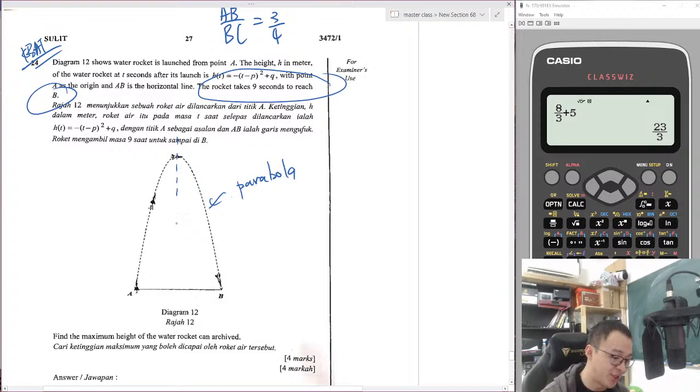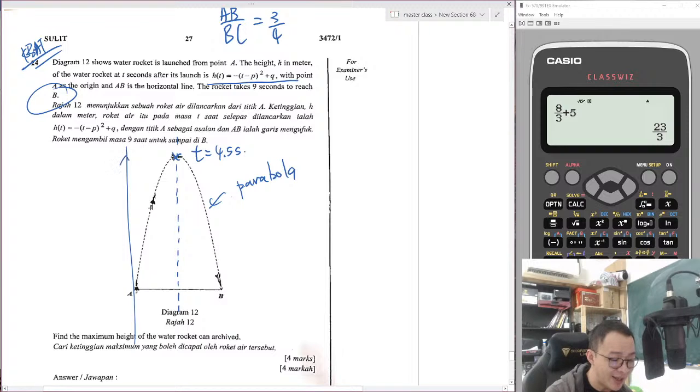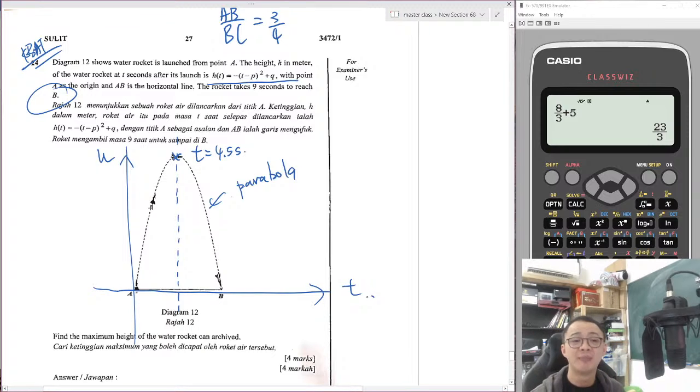basically it will be symmetry here. So therefore, I know at the middle here, the time will only take half of the 9 seconds, which is 4.5 seconds only. Because right now, based on the equation given here, H(t), I know my y-axis will be the height here, and my x-axis will be the time here.